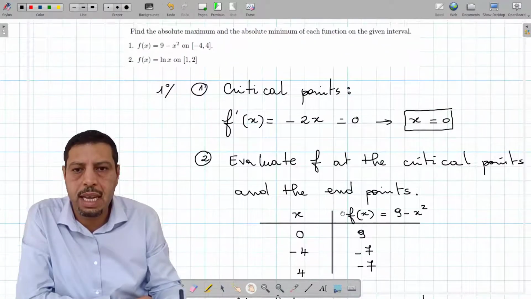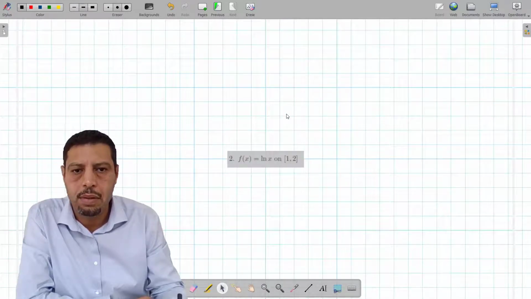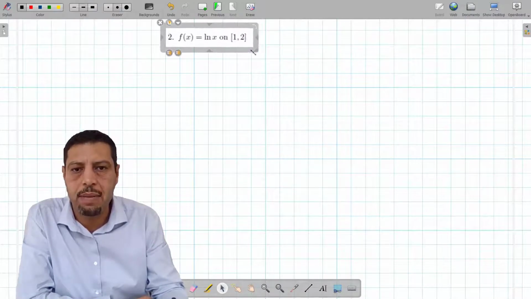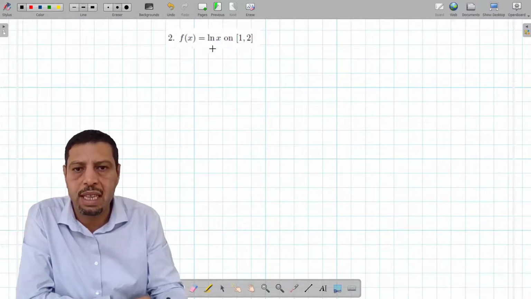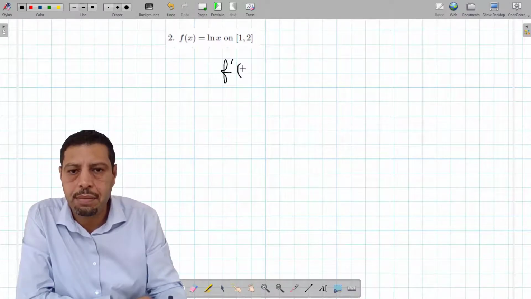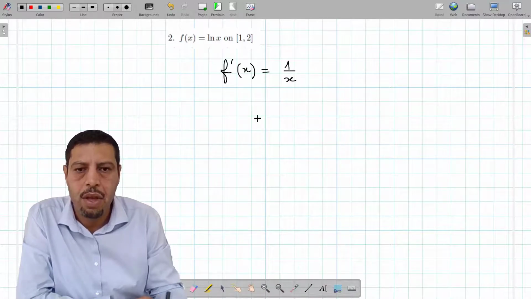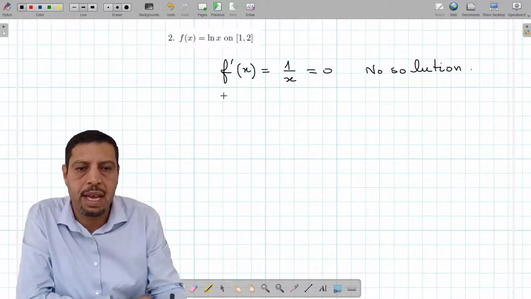Now, let's move to the second function. We're going to do the same procedure on this function to find the absolute maximum and the absolute minimum. So first of all, we check that ln of x is defined on [1, 2], okay? Now we compute f prime of x, which is equal to 1 over x, okay? We set this function equal to 0, and we see that there is no solution here. It can't be equal to 0, so there is no point where f prime of x equals 0.